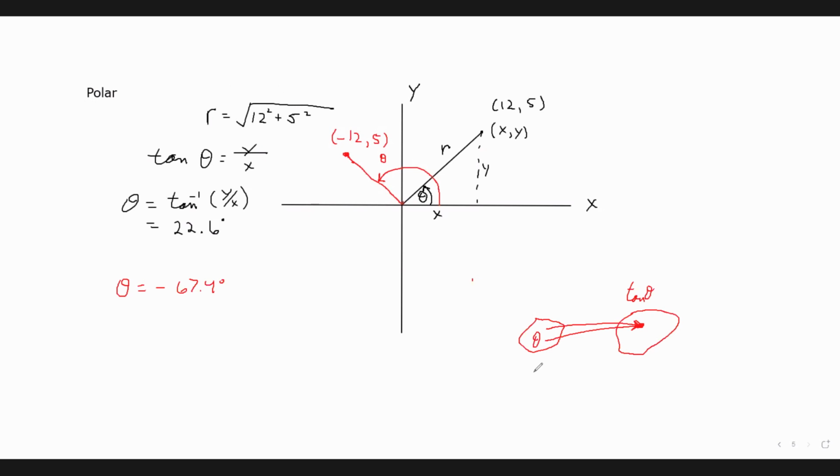For that reason, your calculator, by convention, restricts the value of theta between plus 90 degrees and minus 90 degrees. So that means that no matter what number you put in, the calculator is going to give you something between minus 90 and 90, if you set it on degrees.